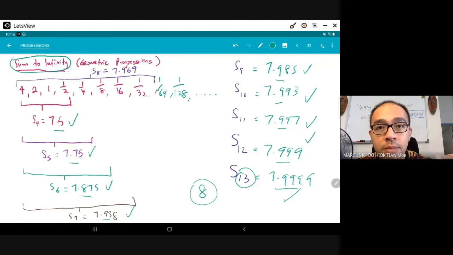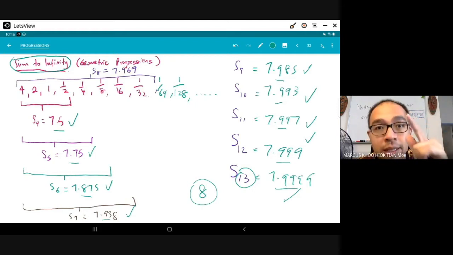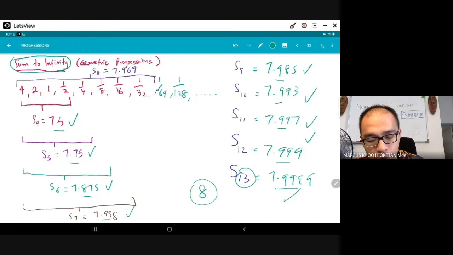Sum to infinity means when you add all the numbers in the progression, which is becoming smaller and smaller, it will get nearer to a certain number. And we want to know what is that number that it is approaching. So this is how we write this.